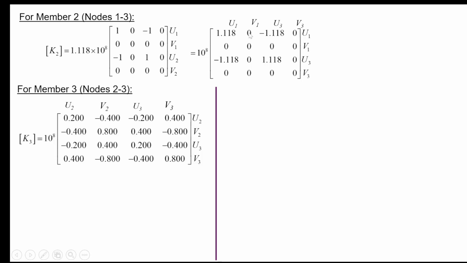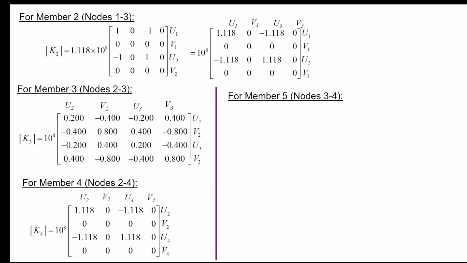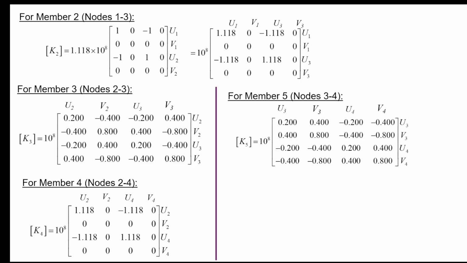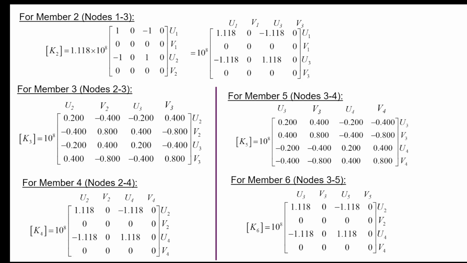And in the same way for member 3, the end nodes are 2 and 3. We pick up values from the table, and this is for member 3. And the same way for member 4, the same thing we do for member 5, and the same thing we do for member 6. In each of these, you will notice that the matrix is defined.